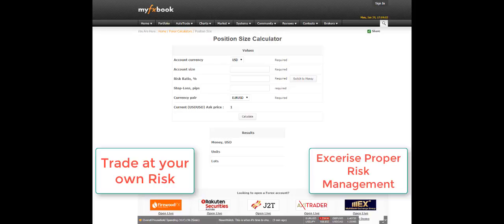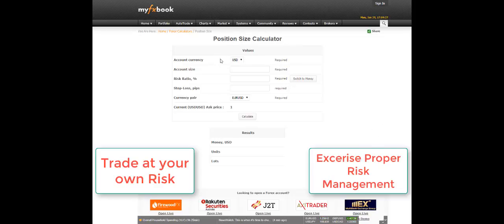But this tool has helped me determine how much of a lot size I could use on a particular trade. So I wanted to show you how this works. This can be found at myfxbook.com. As far as I know, it's a free site, and it's under Home and Forex Calculators, and then they have the position size calculator. So this is how it works.